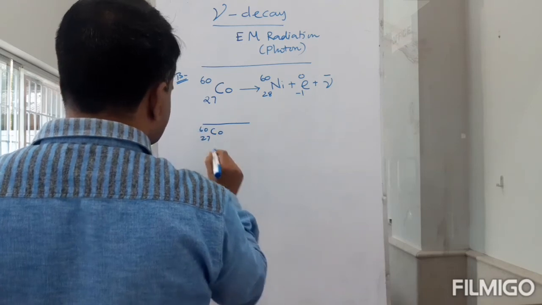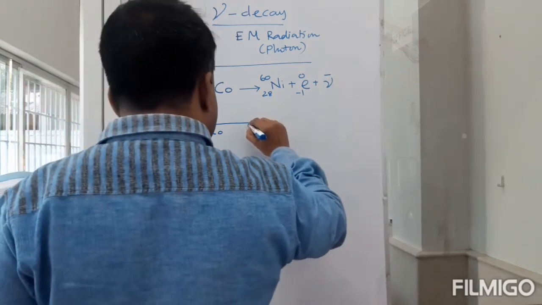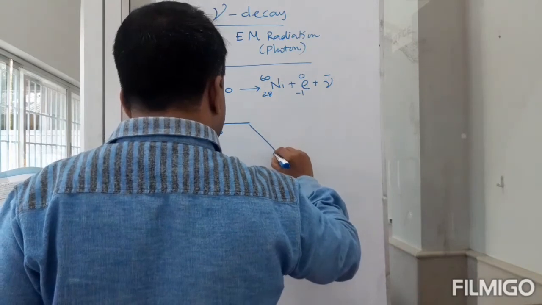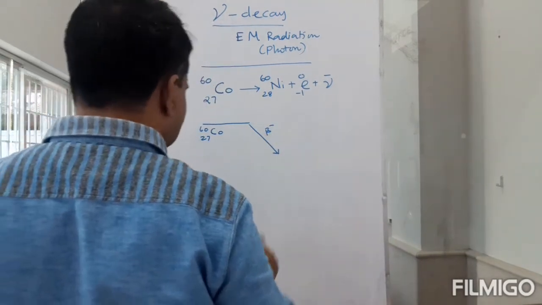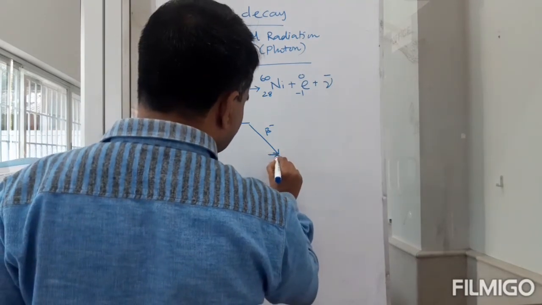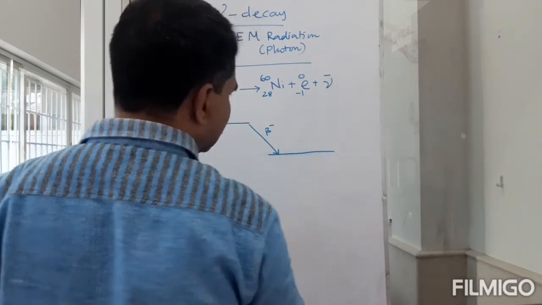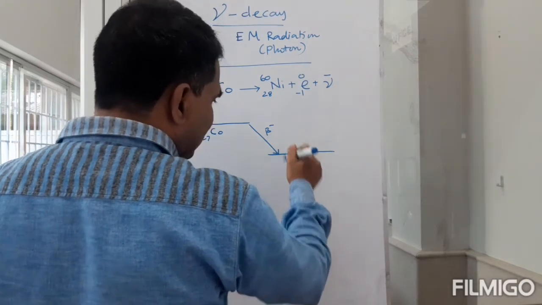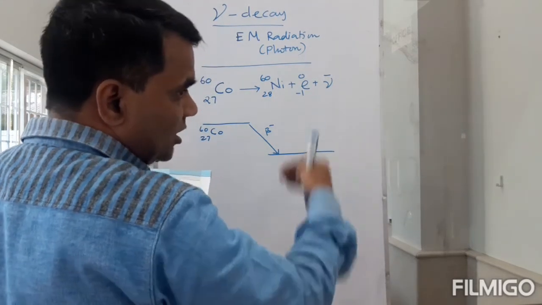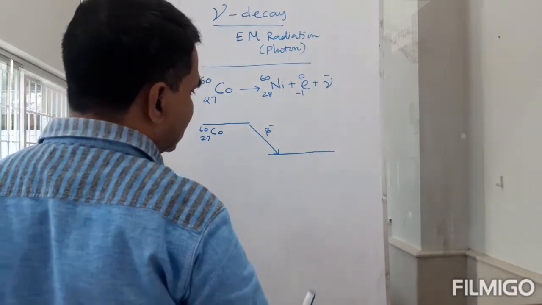27, 60. Then there is this beta decay, a beta negative decay, to be more precise. Then it will go to a new state, an excited state. This is an excited state. And from this state, it will do two jumps to get to its ground state.